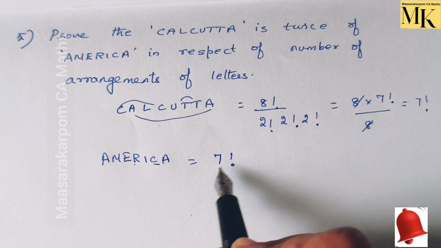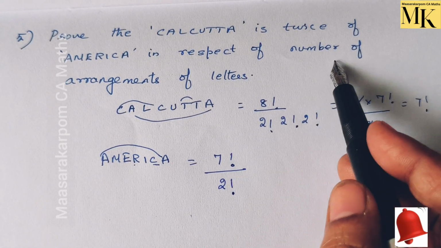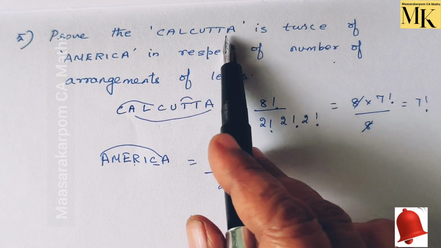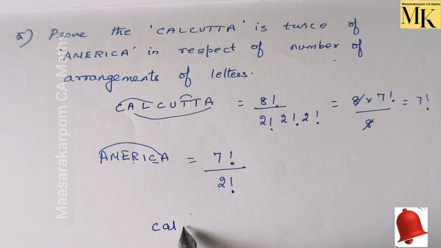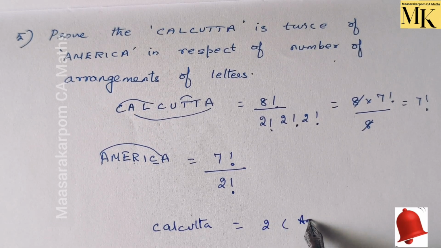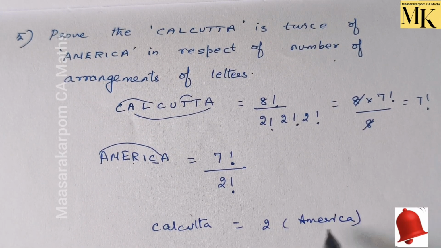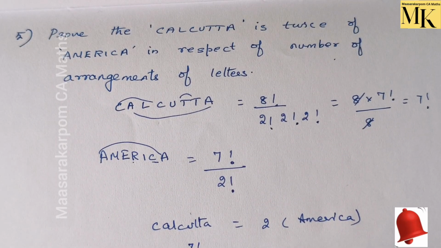The same idea for America. Total number of letters is 7, so 7 factorial. In the denominator, only A is repeated, so 2 factorial. It is 7 factorial by 2 factorial, that is nothing but 7 factorial by 2. So the arrangement of Calcutta is twice the arrangement of America. That's all.